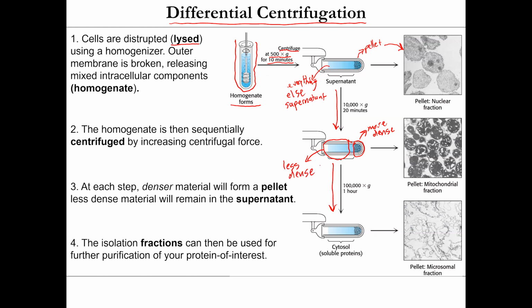Then you would take that pelleted fraction and actually purify it from that. Let's say your protein's not located in the nuclear fraction, then you would take the supernatant and purify the protein from that, and so on and so forth. And there's very defined parameters as to how much you need to centrifuge a specific sample in order to get a specific pellet or a fraction of the cellular material.